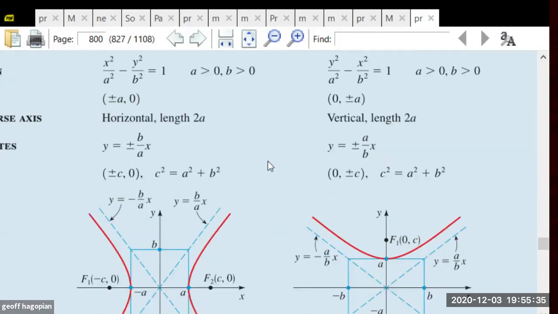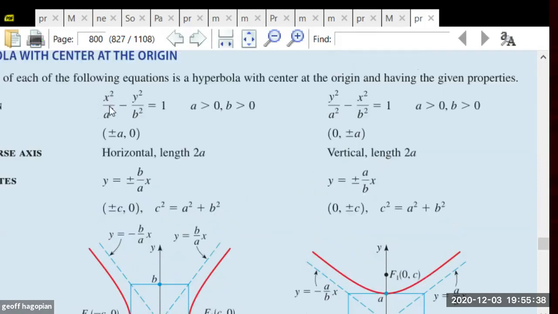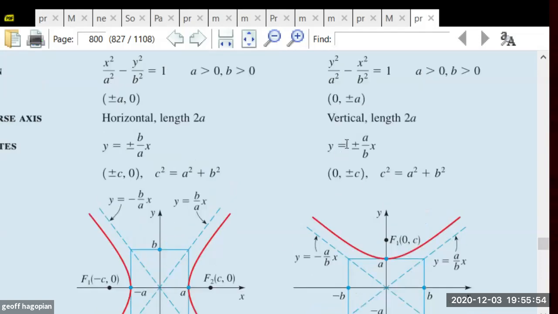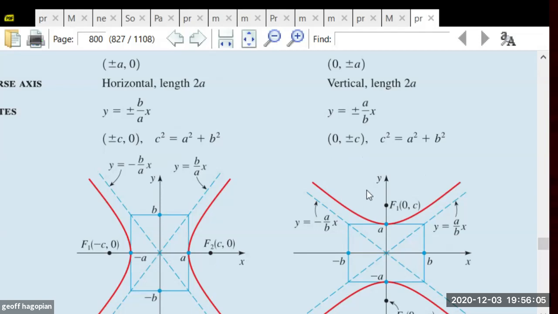So in this equation, it's x squared over a squared is the first term, and this one is y squared over a squared is the first one. And that's going to be the one that has the intercepts, right? So notice that there are no y-intercepts here, and there are no x-intercepts here, right? So depending upon which flavor of hyperbola you've got, just like there are two flavors for ellipse, depending on whether the major axis is vertical or horizontal. Here, the transverse axis can be vertical or horizontal.